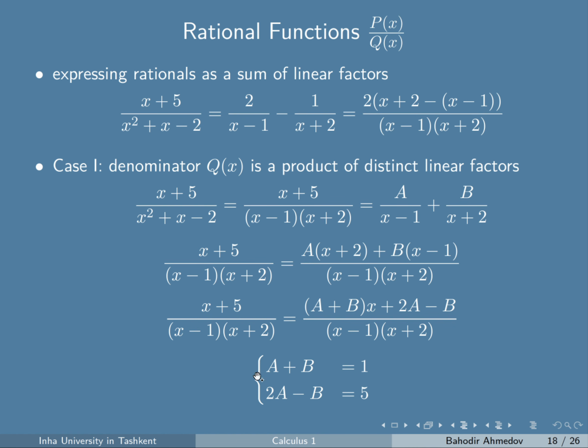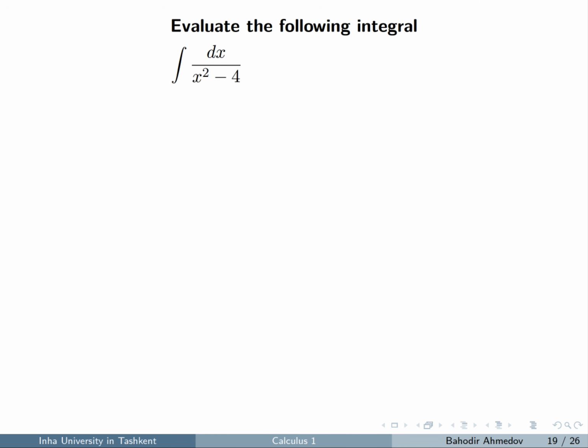So by solving this system, a plus b is equal to 1, and 2a minus b is equal to 5, we can find that a is equal to 2, and b is equal to minus 1, right? Indeed, if you put a equal to 2 and b equal to minus 1, you will get 1 for the first equation, and 5 for the second equation. So let's consider an example.